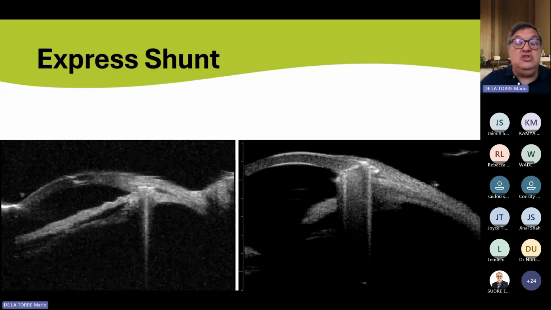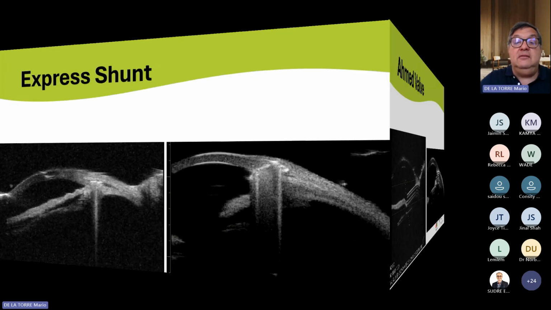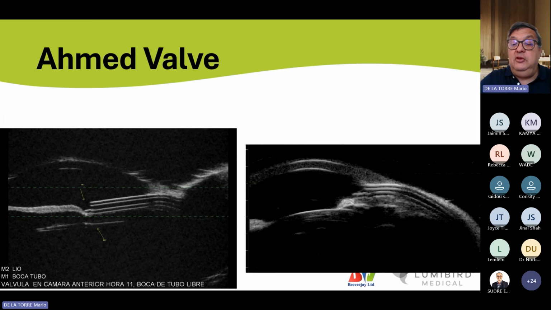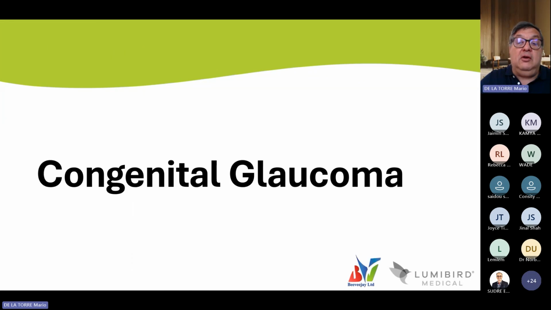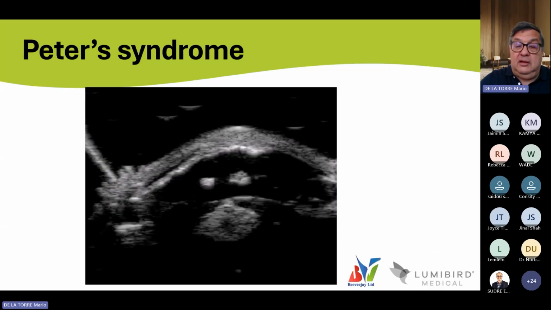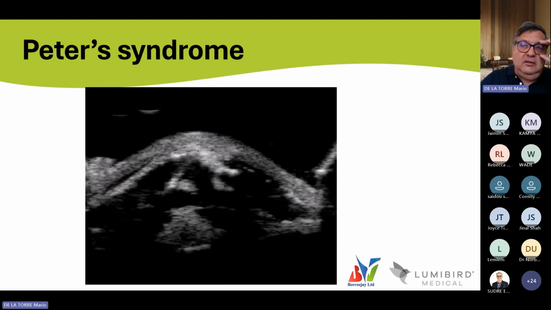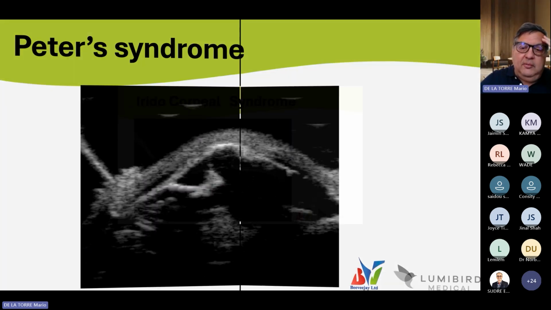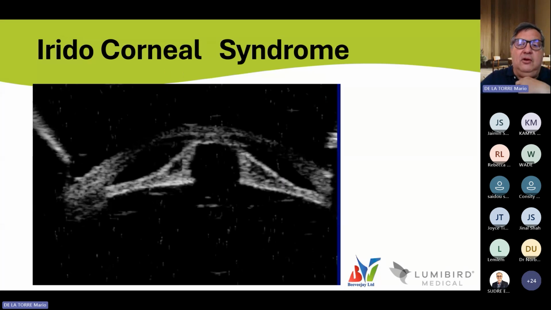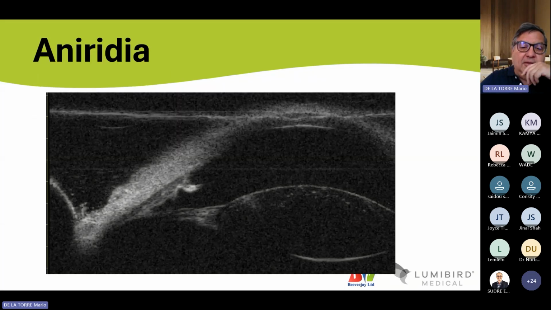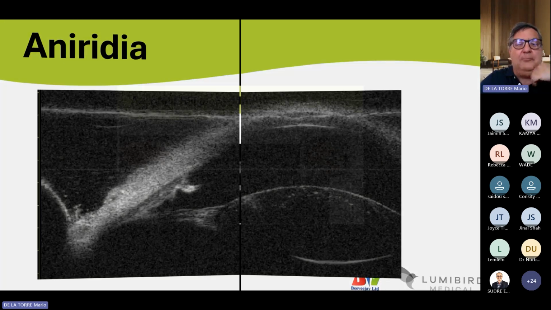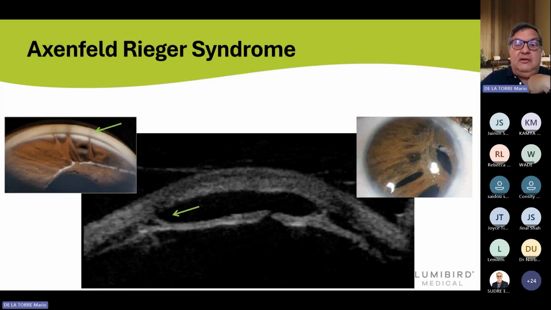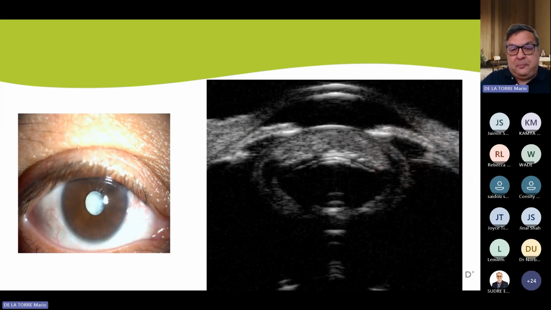Also the Express shunt device and the valves that you have. In congenital glaucoma as well, it allows you to see through the dense corneas or the packed cornea, Peters syndrome, iridocorneal syndrome, and aniridia. That is really not, an aniridia is not really an aniridia. They have a little part of the iris as well. And Axenfeld-Rieger syndrome in children.